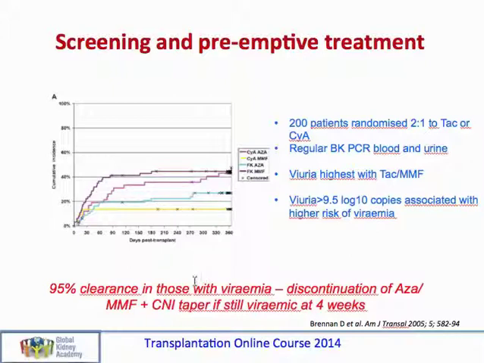Once viremia was detected, the protocol was to discontinue the antimetabolites, so that was either azathioprine or mycophenolate, and if they're still viremic at 4 weeks, was then to reduce the calcineurin inhibitor. And using that protocol, you've got 95% clearance of viremia. So reducing immunosuppression appears to decrease the risk of viremia and therefore reduce the risk of developing BK-associated nephropathy.